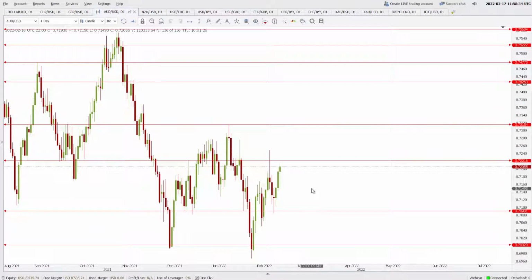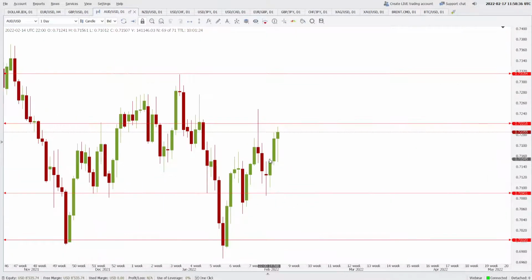Talking about the Australian dollar, today looks like a bullish pin bar, and it is headed right into the resistance zone of 0.7221. We need a close above this 0.7221 for 0.7315 to be exposed.